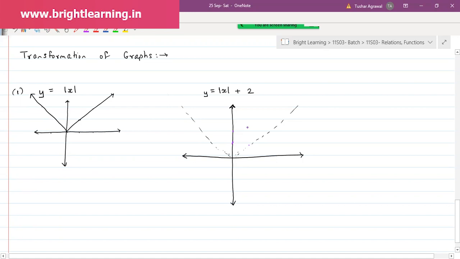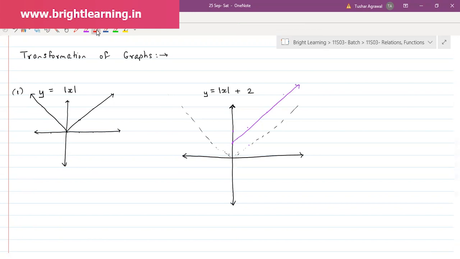Let's shift 2 units. This point will shift 2 units upwards. This point will shift 2 units upward. Can you see that the graph will go this way? This vertical distance is 2 units.